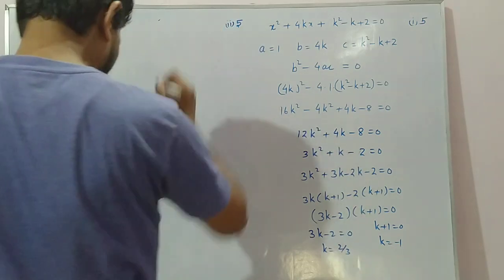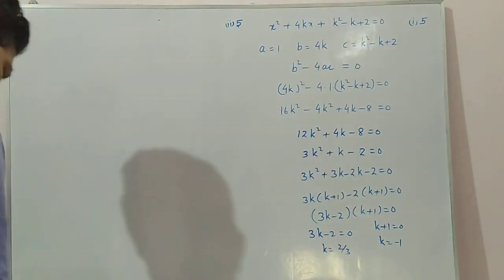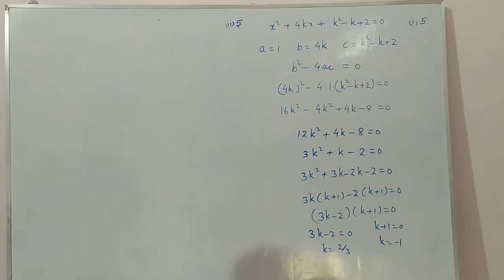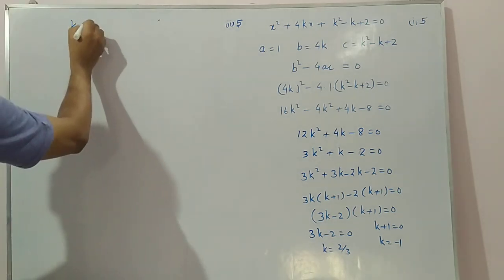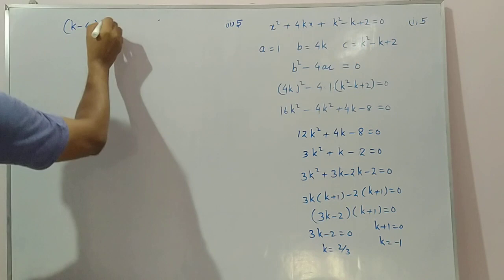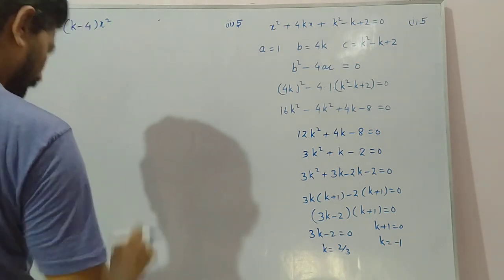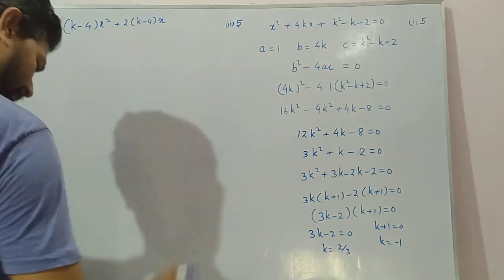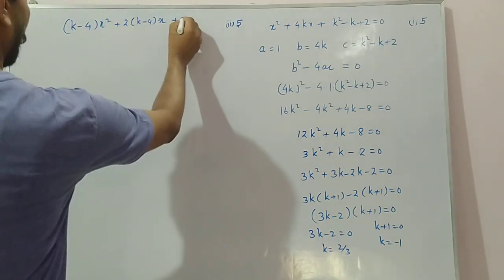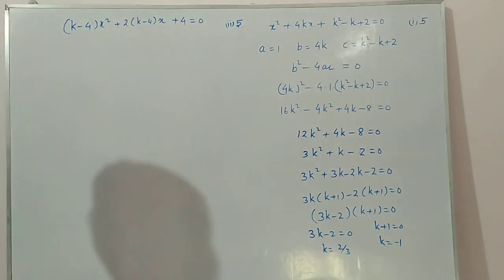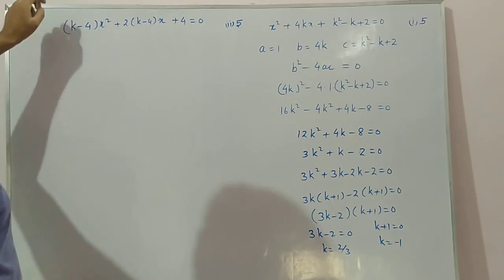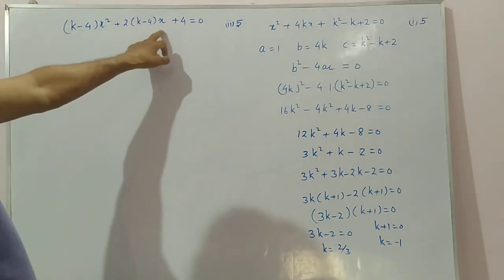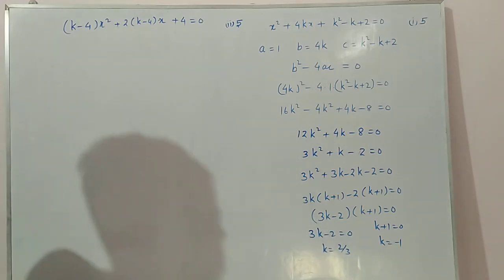Let's see what is given in 5 number 2. k minus 4 x square plus 2k minus 4 into x plus 4 equal to 0. Here, k minus 4 x square plus 2 into k minus 4 into x plus 4 equal to 0. Again we have to find the value of k, and it is given that the roots are equal.